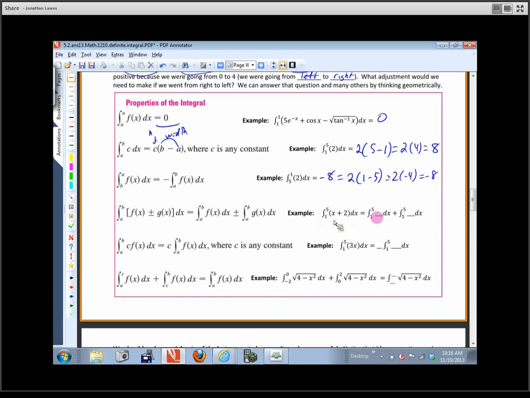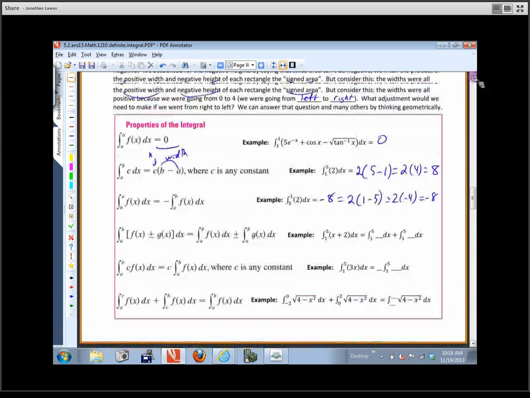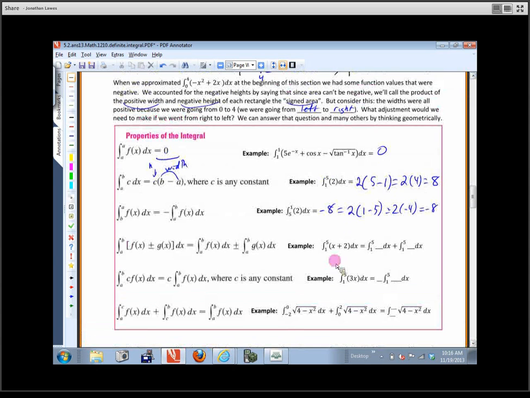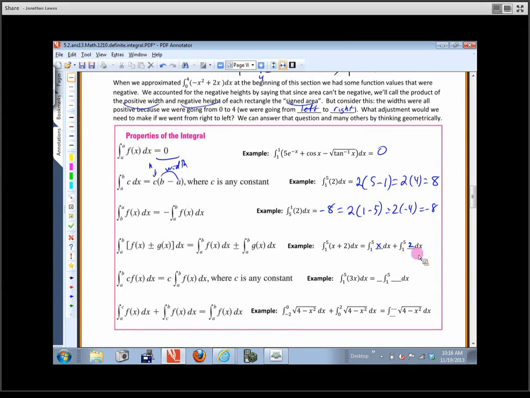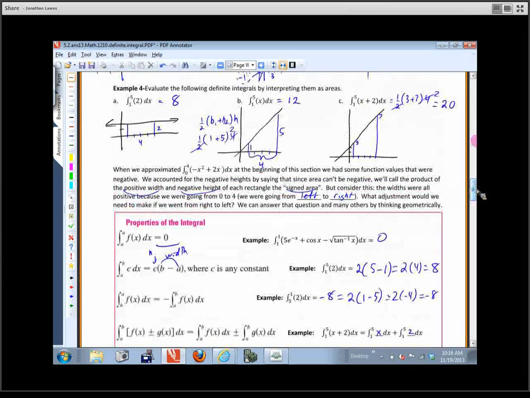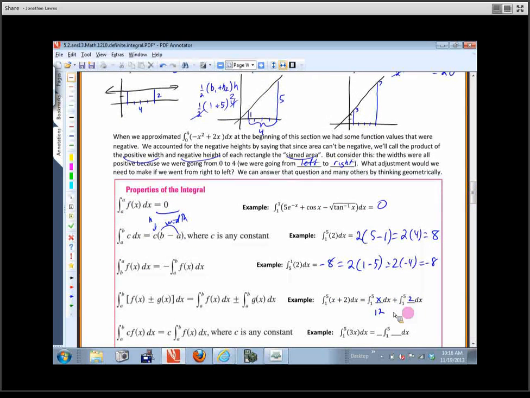So we've got one like this up above. We had the integral from 1 to 5 of x plus 2. So I can find the definite integral from 1 to 5 of x, the definite integral from 1 to 5 of 2, and then I can add the two of those answers together. So this answer, let's look up above and see what it was. That was 12. This answer was 8, so I end up with a whole answer of 20.